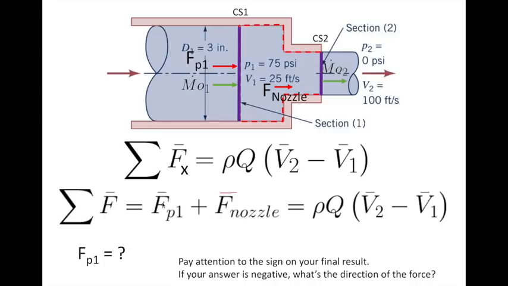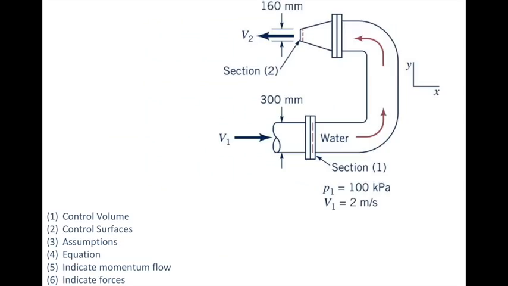You should be able to get this force pressure term. You're going to be able to solve for the force on your nozzle. If it comes out to be positive, well, we drew our arrow to the right. You need to indicate that the nozzle force is directed to the right. If it comes out to be negative, it's acting to the left.